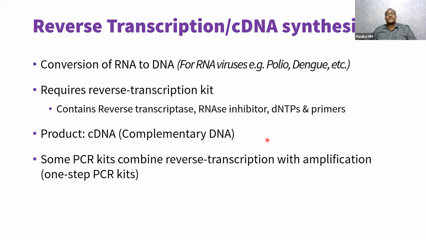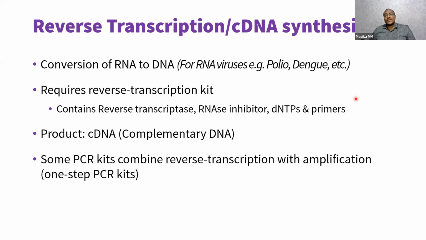But if you want to test herpes or hepatitis B, because you are starting with DNA, you don't need to do reverse transcription. Reverse transcription is only for RNA viruses like HIV, polio, measles, dengue, and what have you. So if the virus's genome is already in DNA form, you don't need to do this step.